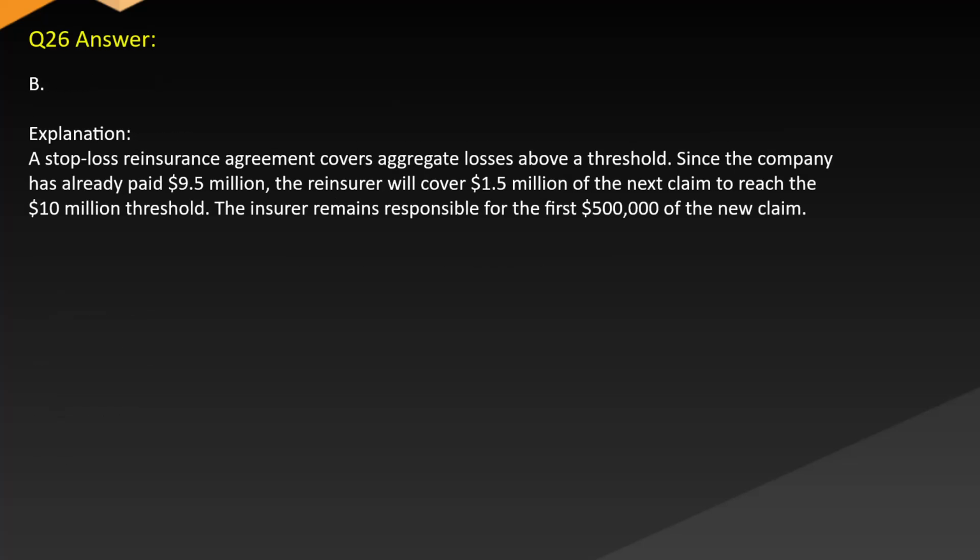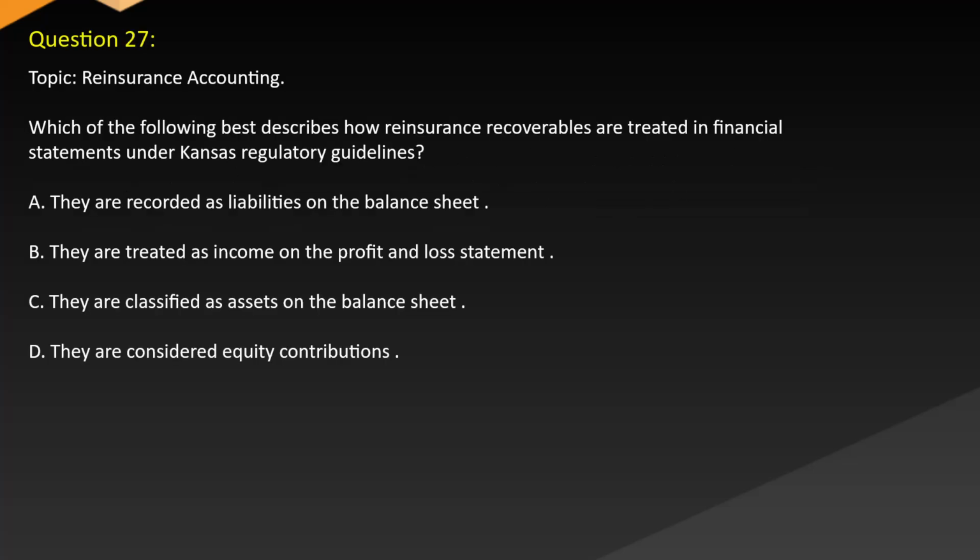Answer B. Explanation. A stop-loss reinsurance agreement covers aggregate losses above a threshold. Since the company has already paid $9.5 million, the reinsurer will cover $1.5 million of the next claim to reach the $10 million threshold. The insurer remains responsible for the first $500,000 of the new claim. Question 27. Topic: Reinsurance accounting. Which of the following best describes how reinsurance recoverables are treated in financial statements under Kansas regulatory guidelines?